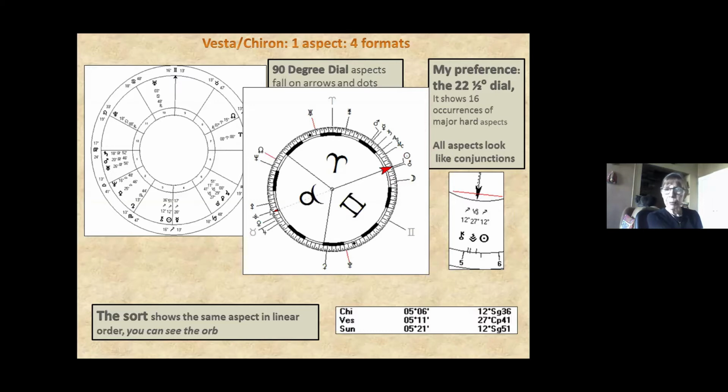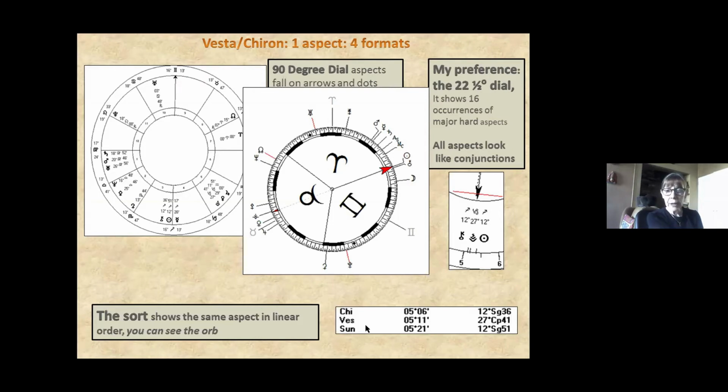But I prefer this dial. It's the 22.5-degree dial. It shows all 16 occurrences of every major hard aspect, and it shows them like a conjunction. So we see, in this chart, we can't see it at all. In this chart, we see it. And in this chart, in my opinion, we see it in the most crisp version. It's a shortcut. We see it in its most pared down version.